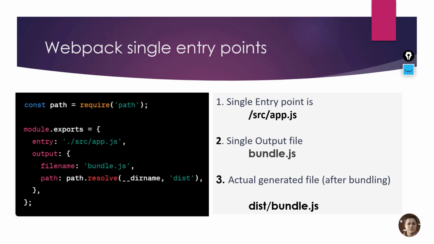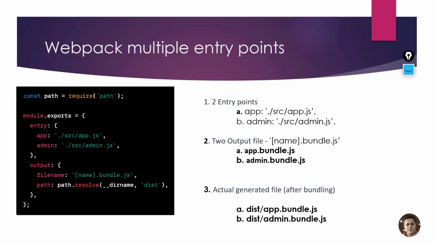In the last example, you see the single entry point. I am telling this myself because so many people keep asking me, is there a possibility of having multiple entry points and multiple outputs? Yes, there is a possibility, and this is the way. You see the entry object and the output object. In the entry object, with the name of app, this is the entry point of app.js, and admin.js.